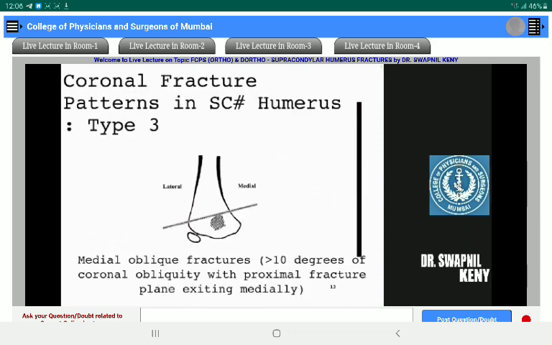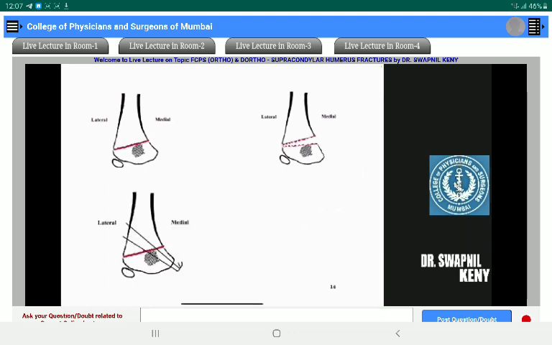The third coronal pattern in supracondylar fracture of the type 3 is the medial oblique fracture with more than 10 degrees of coronal obliquity with the proximal fracture plane exiting medially. Now let's look at this particular fracture. So this is the fracture line. This is how it opens up, and these are the fractures which can go actually into cubitus valgus or cubitus rectus. Now here you actually would require medial pins in addition to a lateral pin, because purely putting lateral pins here will not give you a good amount of stability.